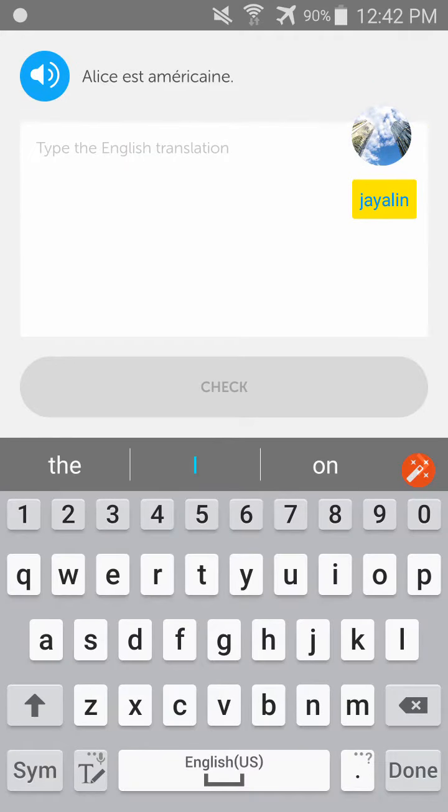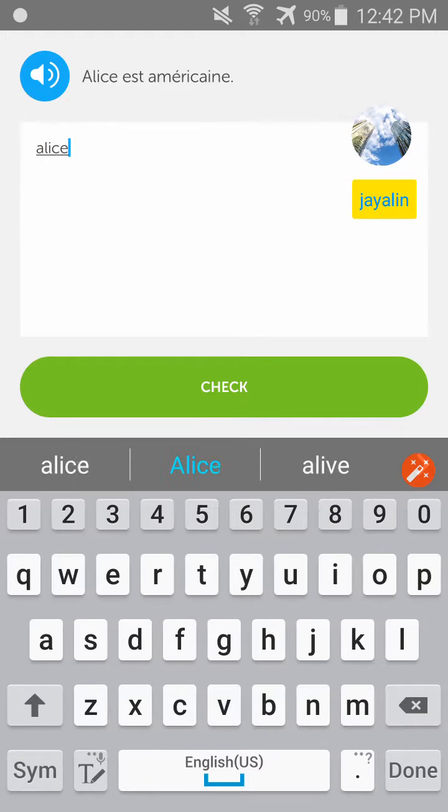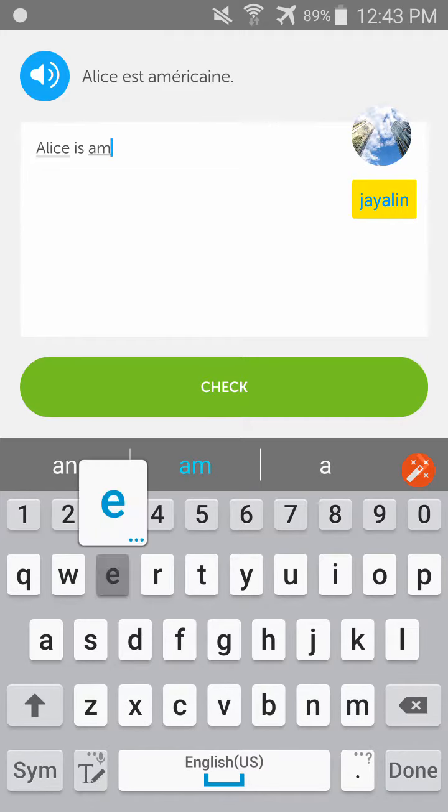Alice est américaine. Alice is American. Pay attention, the word American is ending with an e. Excuse my pronunciation if it's not correct, but how I remember is Alice est américaine. It ends with an e because Alice is feminine, therefore the American has got to be with the e at the end to make it feminine. Alice is American.